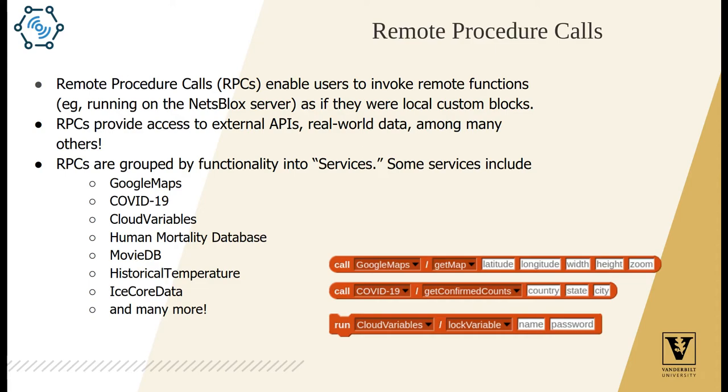Now these RPCs are grouped by functionality into what we call services. Some of these services that are currently supported include Google Maps integration, COVID-19, which I mentioned gives access to the COVID-19 dataset curated by Johns Hopkins, the Human Mortality Database, MovieDB, historical temperature data from Berkeley Earth, some ice core data from NOAA, where they can look at the temperature trends over the past 800,000 years, and many more.